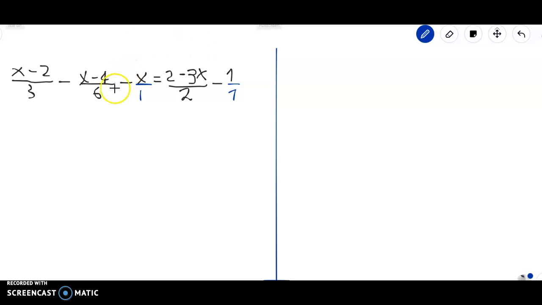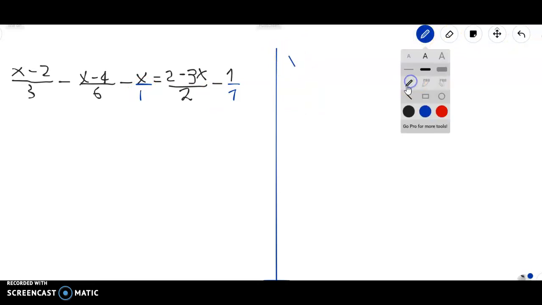Remember, in equations, all the variables must be to the left, and the numbers should be to the right. So here we have x to the left, but we have minus 3x to the right, and we have fractions. So in the first step, we should find the least common denominator between 3, 6, and 1. So what is the first LCD?